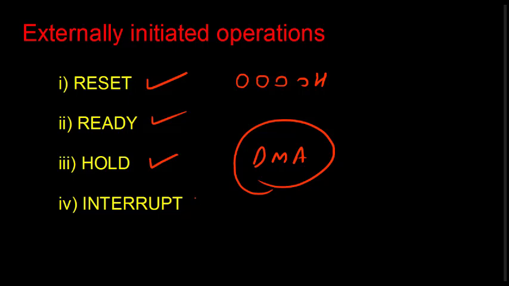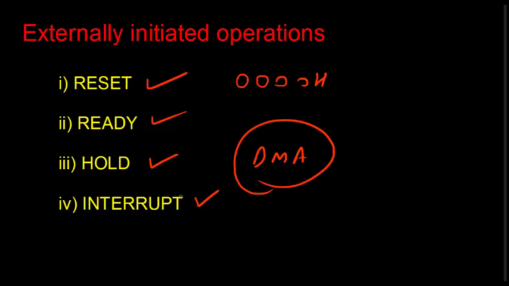Then number 4 is interrupt. Interrupts are signals which can be used by external devices to interrupt the processor, so that the microprocessor can service those devices. Okay, those devices need the attention of the processor, so they interrupt the processor. Microprocessor completes its current instruction and then goes to that particular service routine program, okay, that interrupt routine program, and then comes back to its work.